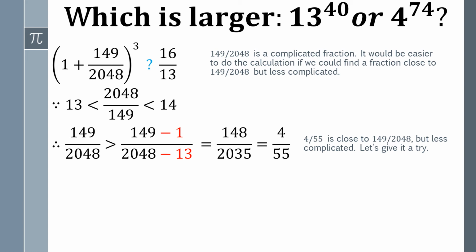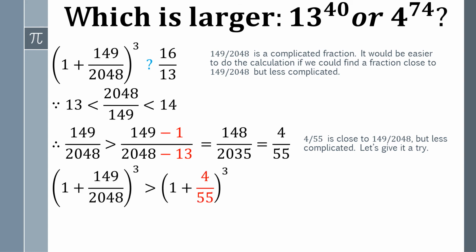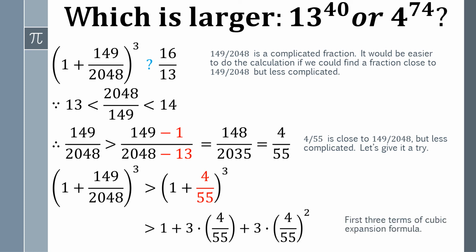Let's give it a try in the next calculation. First of all, 1 plus 149 over 2048 cubed is larger than 1 plus 4 over 55 cubed. This is the cubic expression, and by applying the cubic formula, we can get this number larger than 1 plus 3 times 4 over 55 plus 3 times 4 over 55 squared. Note that I have ignored the fourth term because it's very small.